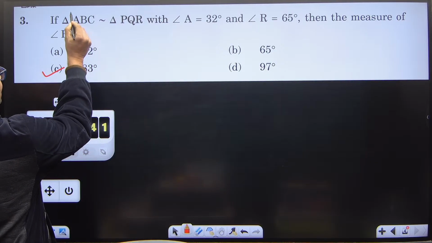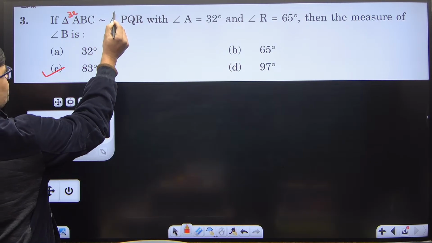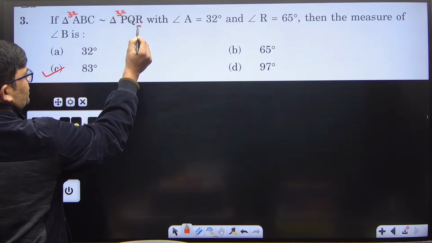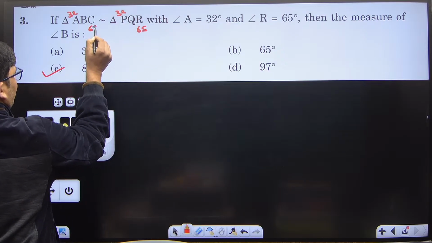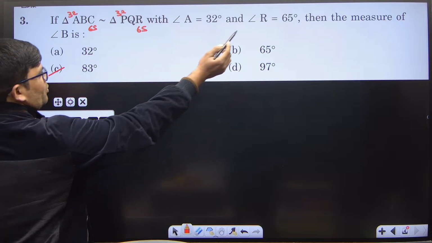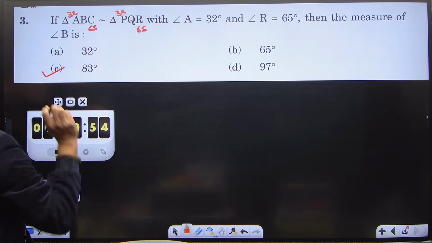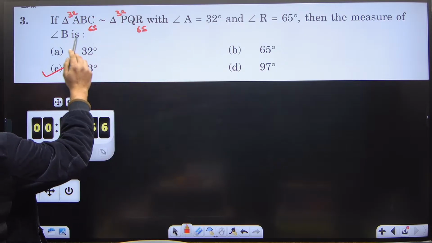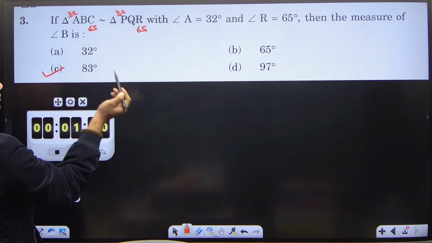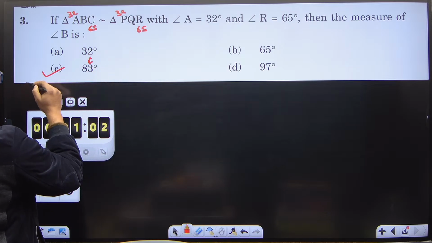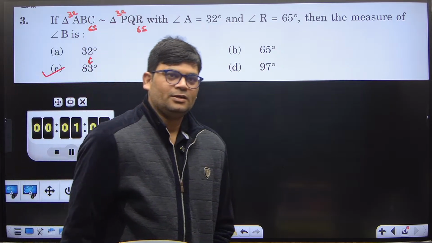So you can see that this is 32, so this is also 32. This is 65, sorry, so this is also 65. Because these are similar triangles, these angles are equal. They are asking for the angle B. With the angle sum property you can find: 5 plus 2 is 7, so 7 must be added to 3 to make it 0. So you can directly go with 83.